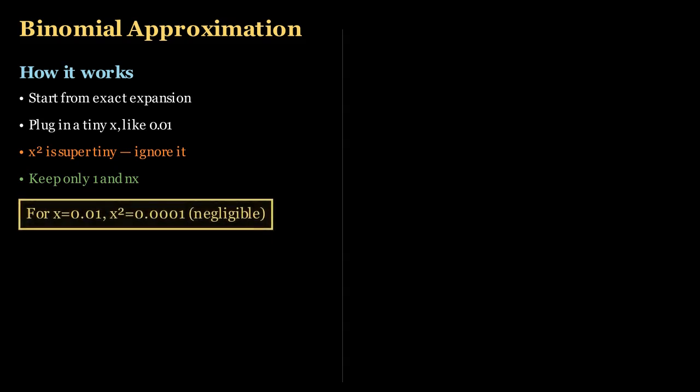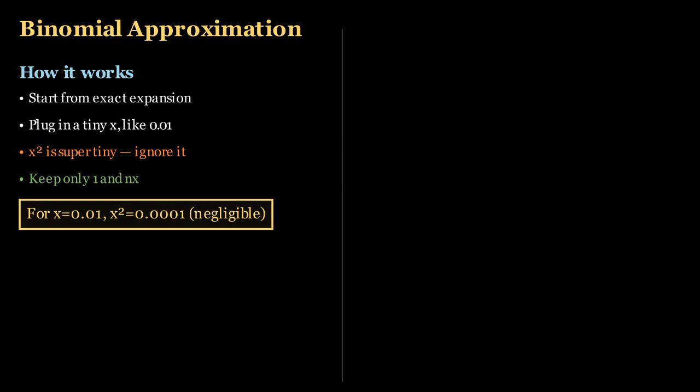The same logic works for any power n. The exact series starts 1 plus nx, and then every term after that has higher powers of x. When x is small, those higher powers vanish, leaving just 1 plus nx.